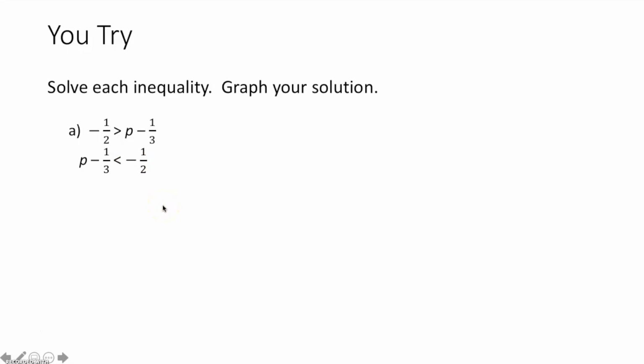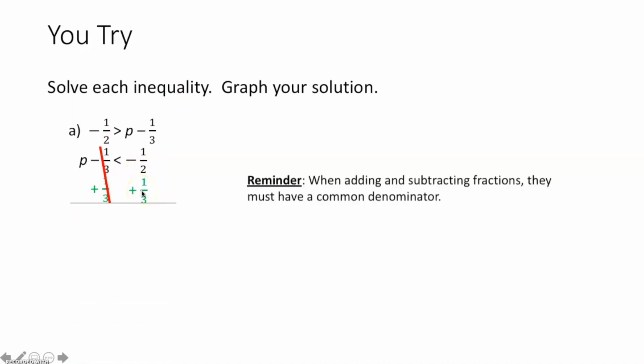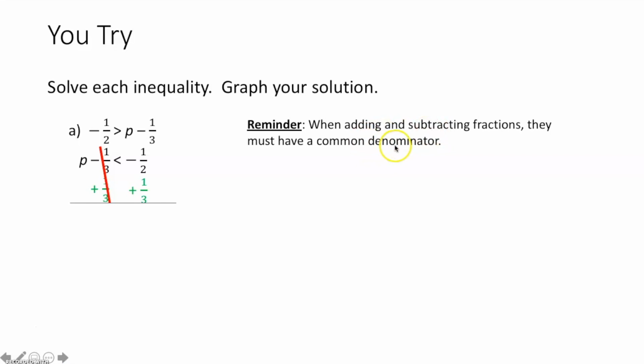Next, what I do is I'm going to move my constants to the right. So I need to, instead of subtracting 1/3, I need to add 1/3 to both sides. That way these cancel out. And over here, negative 1/2 plus 1/3. How do I do that? Well, remember, when adding and subtracting fractions, they must have a common denominator. So negative 1/2 plus 1/3, I need these two to have a common denominator.